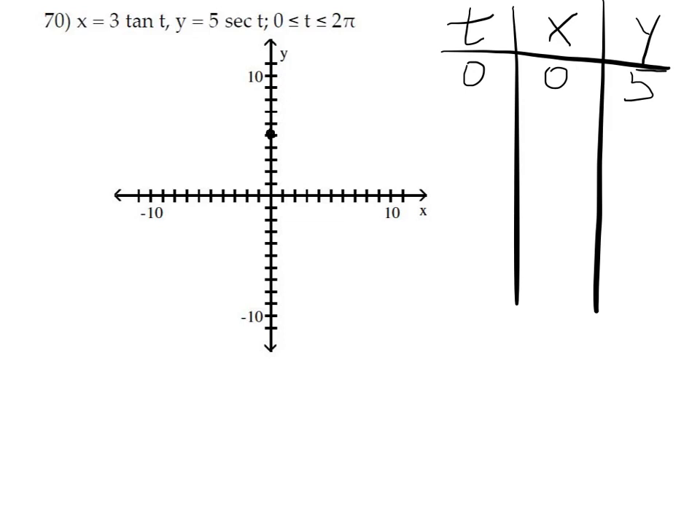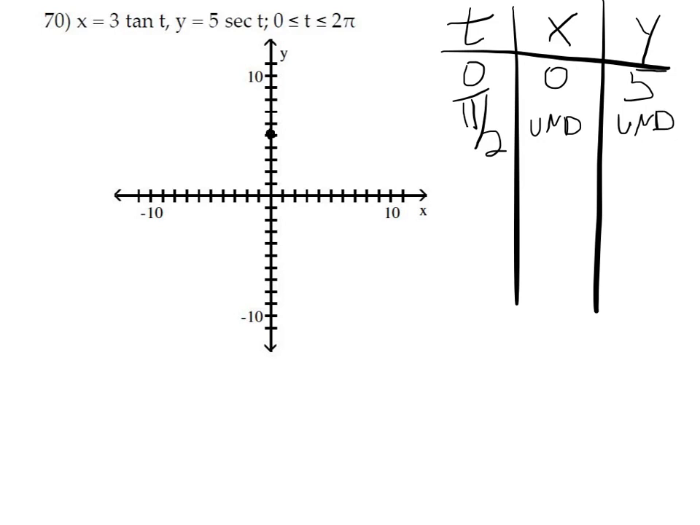Now, cosine, secant, tangent. I'm going to jump a little bit, and maybe this isn't a good idea. Let's find out. Let's see, where's tangent undefined? Pi halves? Something weird's going to happen at pi halves. X is undefined, and y is undefined.